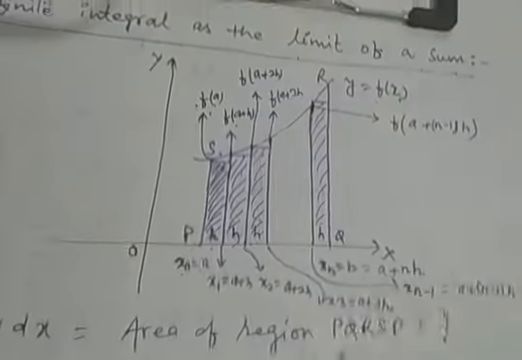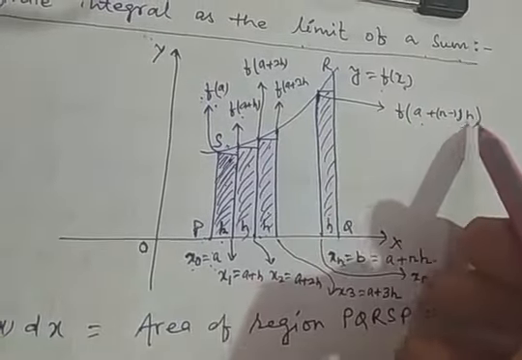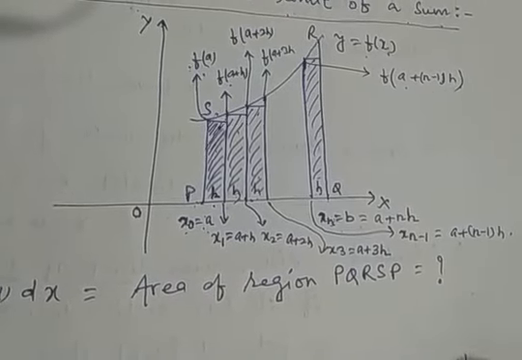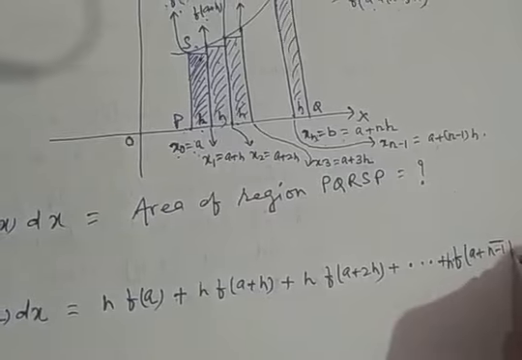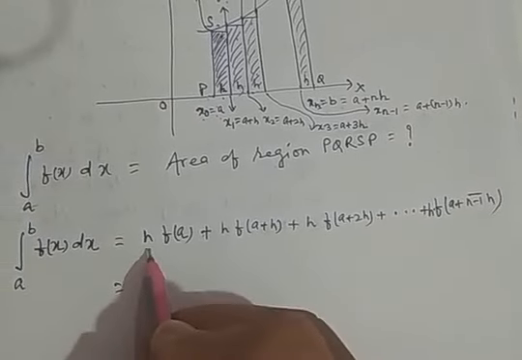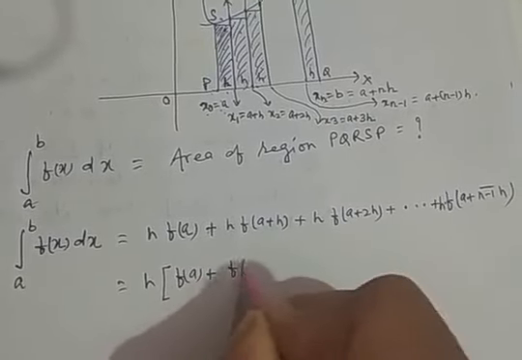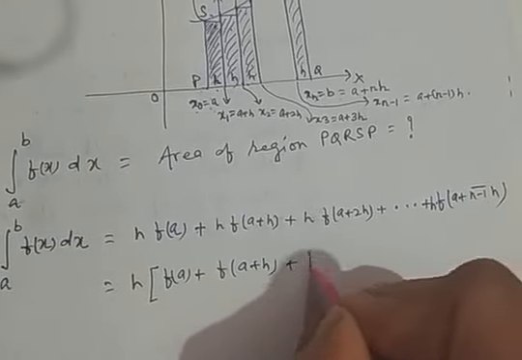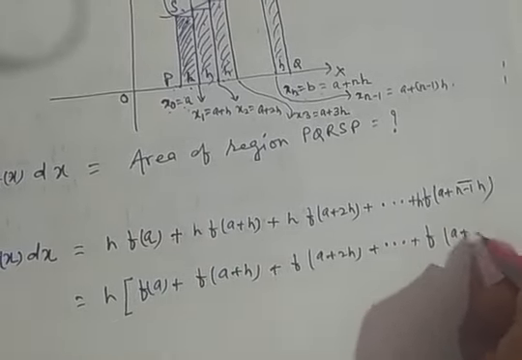Similarly, the area of the last rectangle will be h into f(a + (n - 1)h). Now taking h common from these terms, we have h into [f(a) + f(a + h) + f(a + 2h) + ... + f(a + (n - 1)h)].